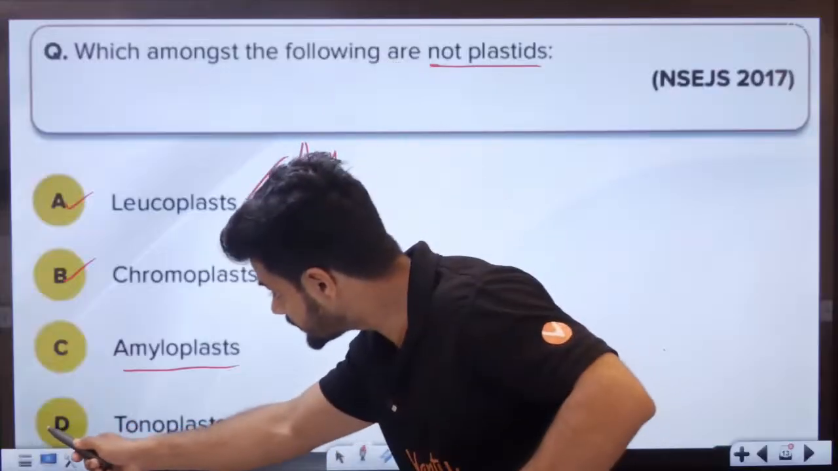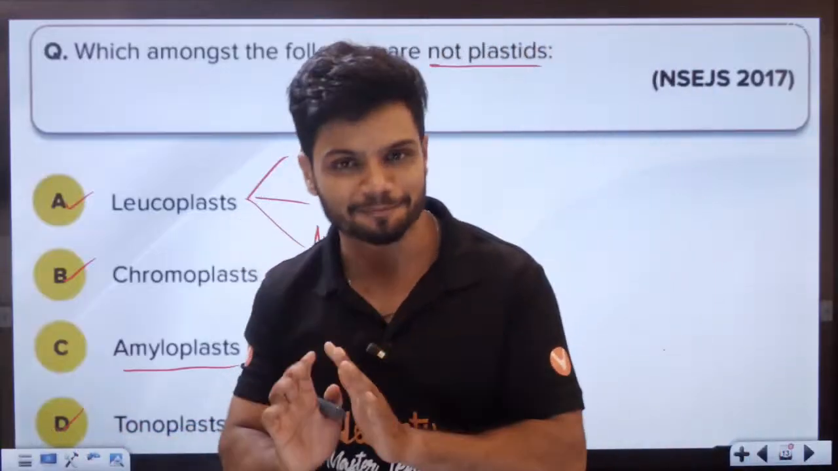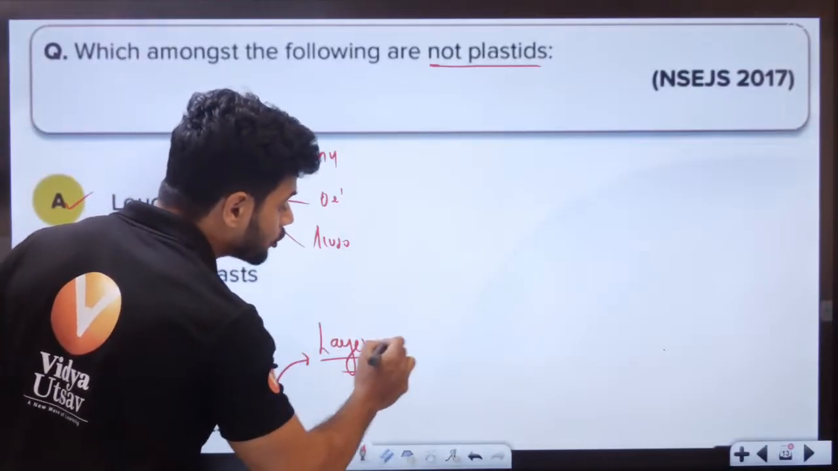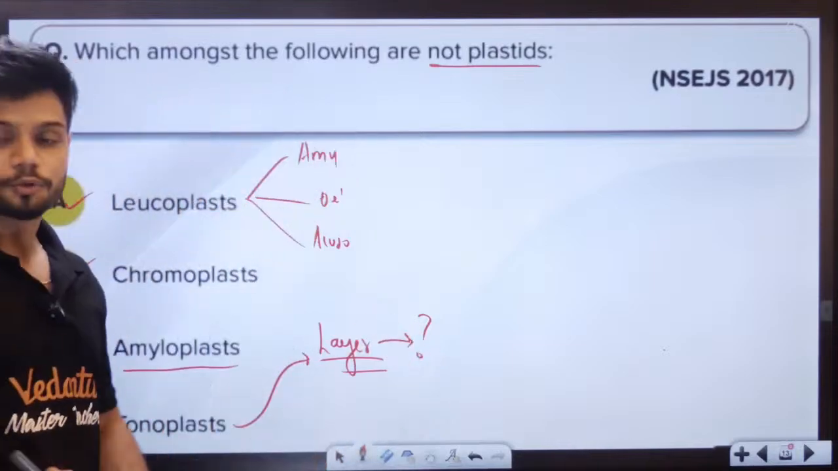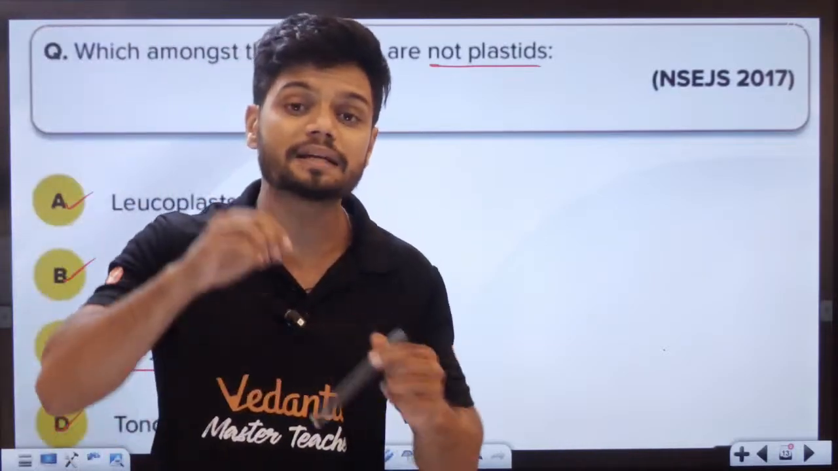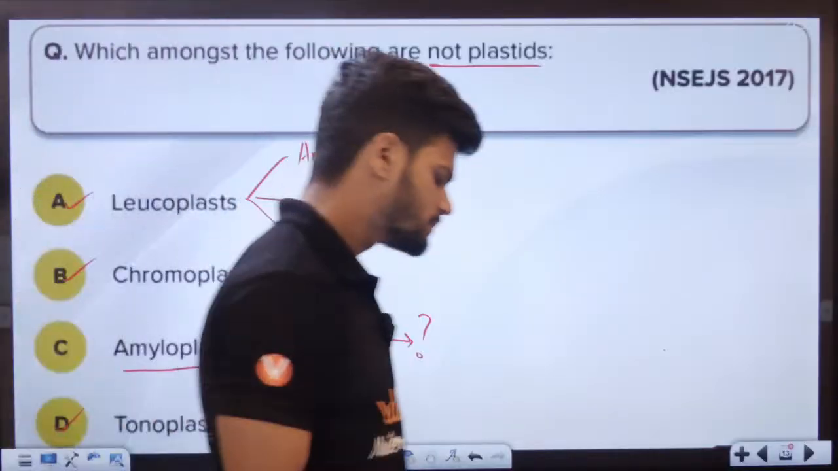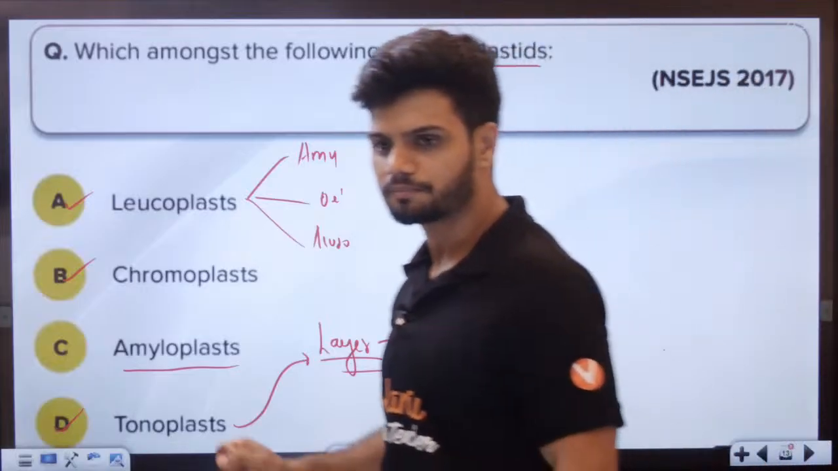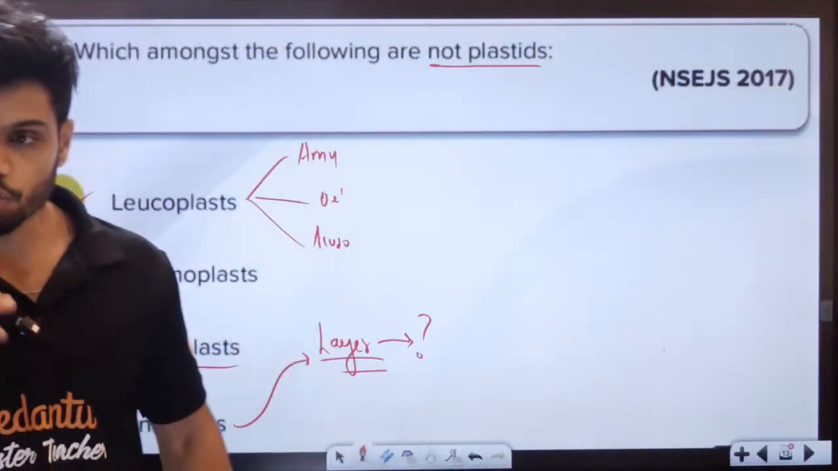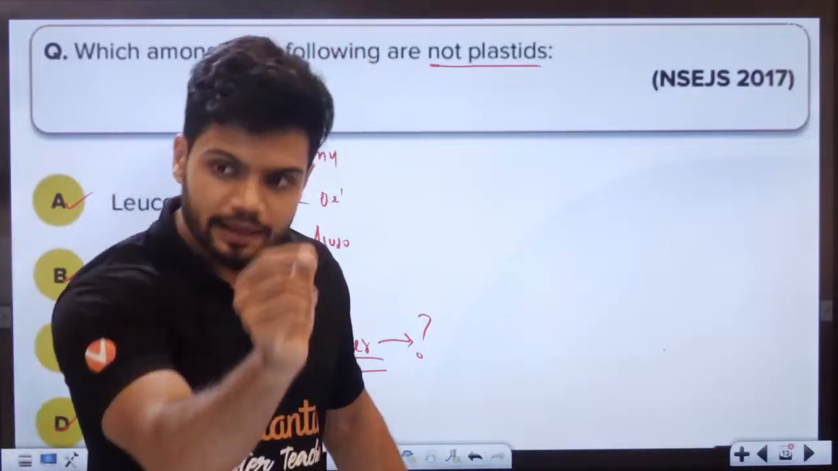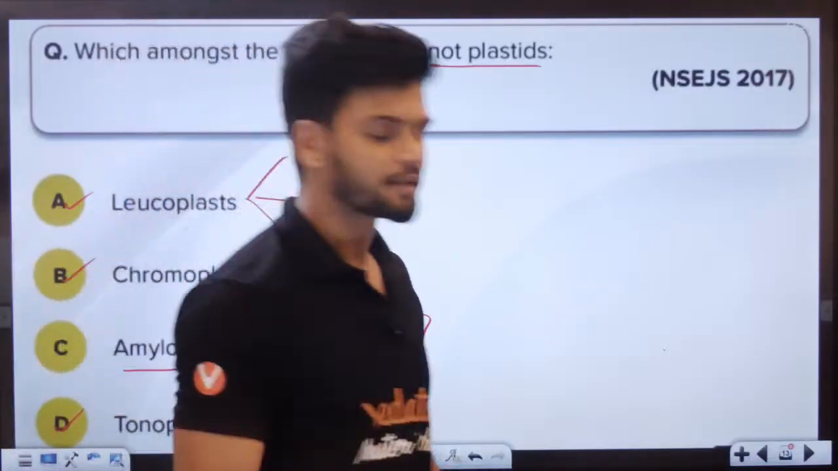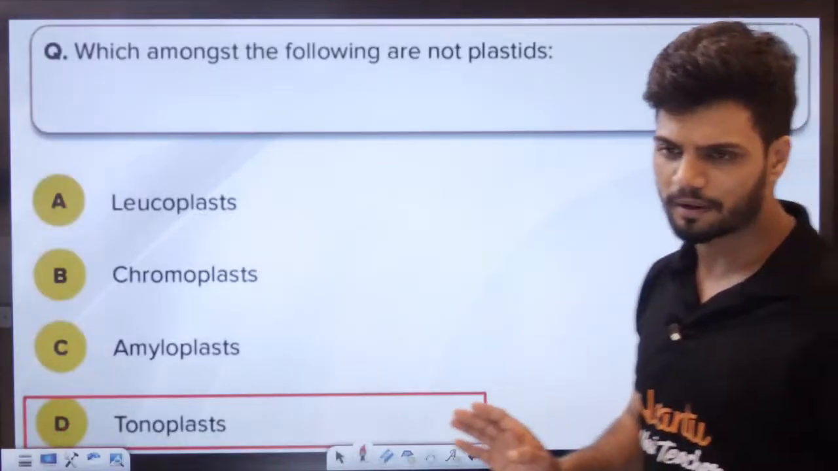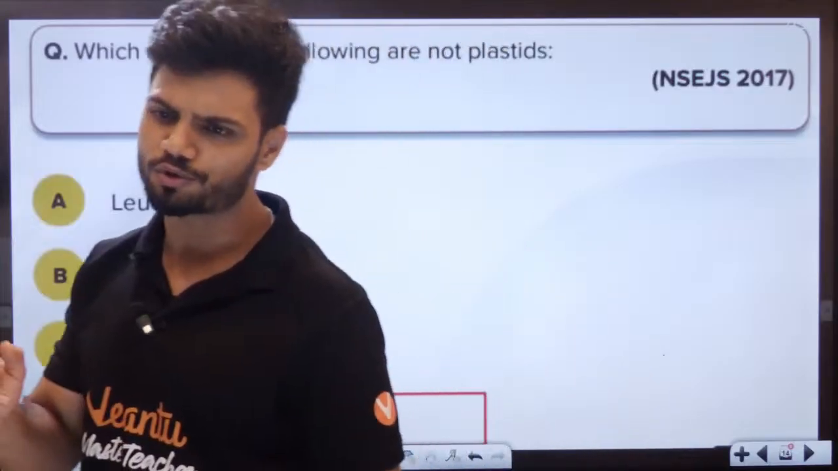But tonoplast is basically a layer. Tonoplast is what? Tonoplast is a layer actually. A layer of what? Who can tell me? Tonoplast is a single layer present in which organelle? Who can tell me, student? Which organelle do we find tonoplast in? Anyone? Tonoplast is present where? It's a layer around which organelle? Who can tell me first? I'll see in the chat. Okay. Now, students, so tonoplast is not a plastid. Vacuole. Very good, students.